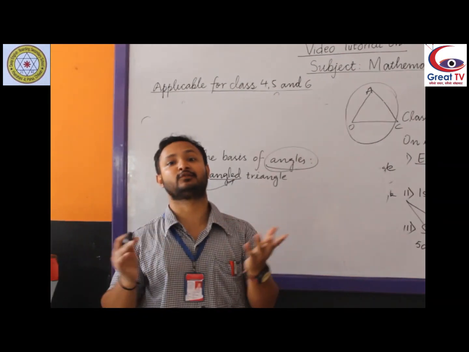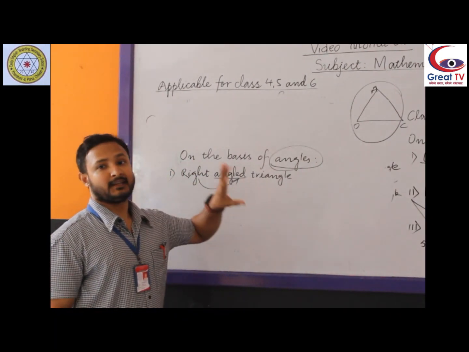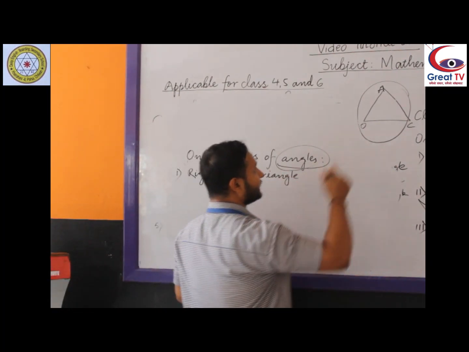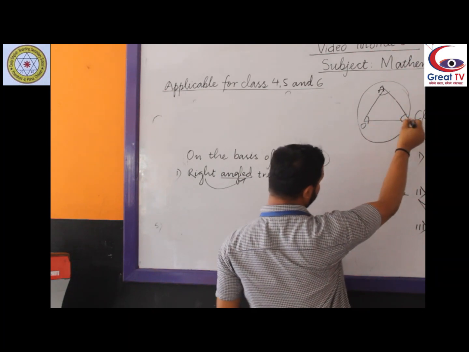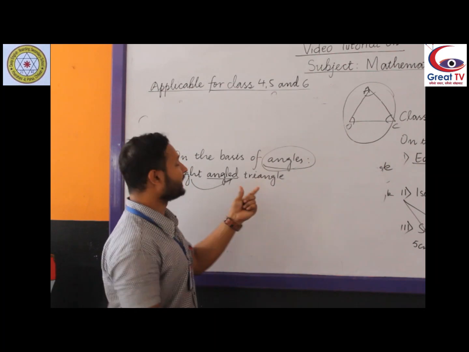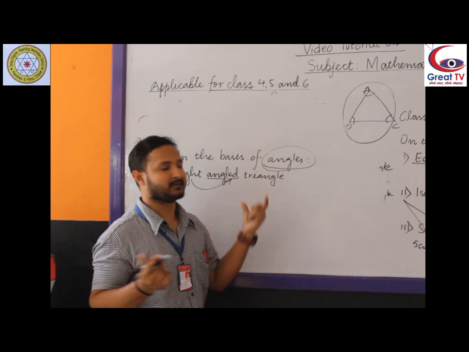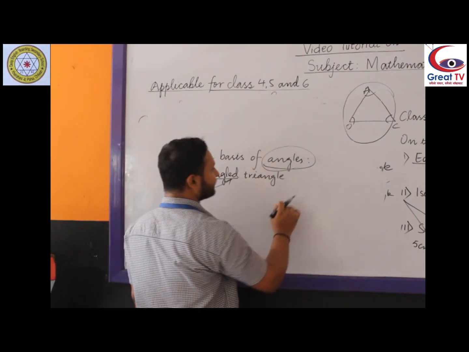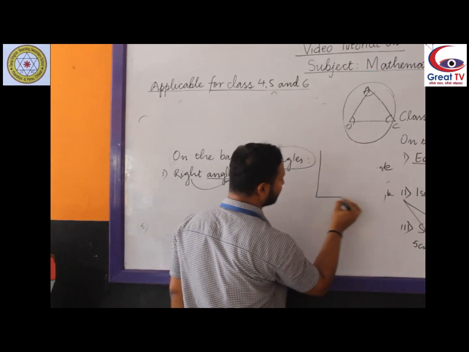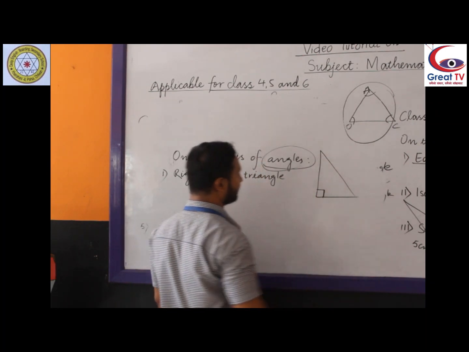Why will the other two be less than 90 degrees? Because if we add all the interior angles of a triangle, we always get 180 degrees. If one angle is 90 degrees, the other must be less than 90 degrees. Very simple. So the right angle is seen like this. This is the sign of right angle, 90 degrees.